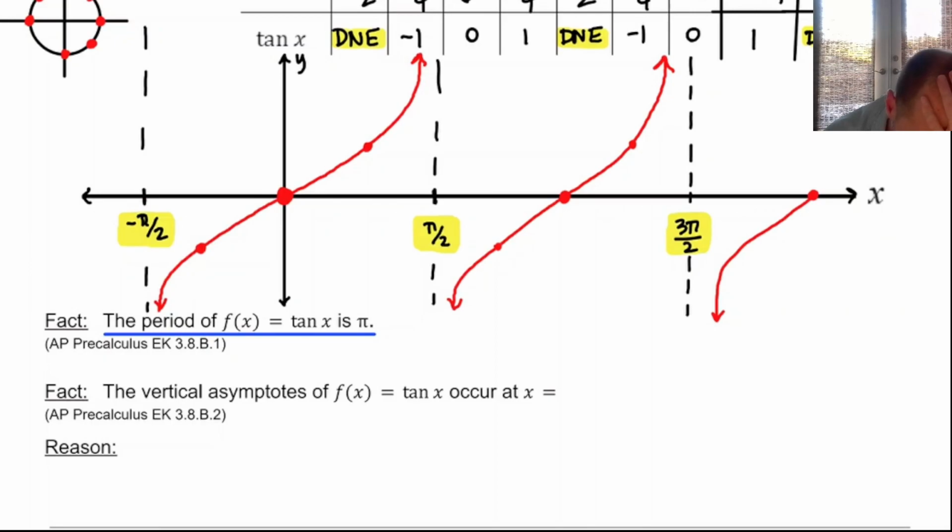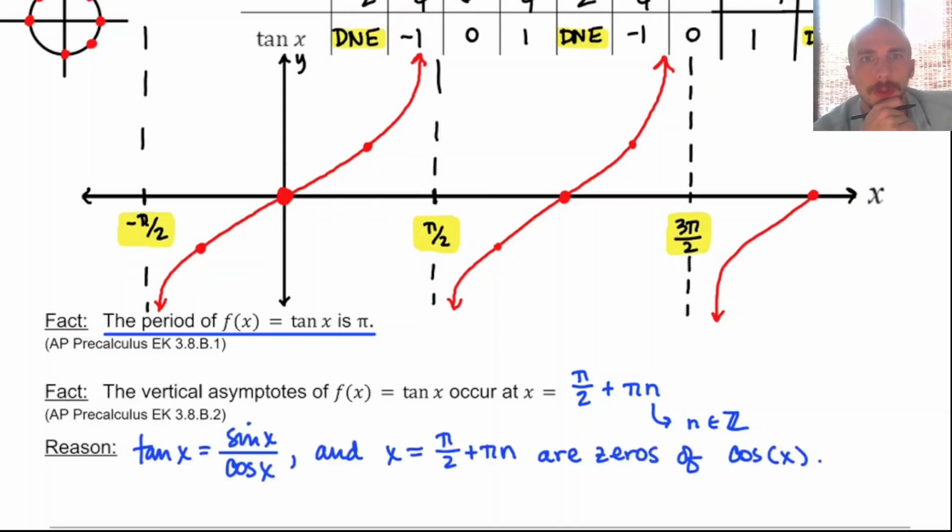Now, the vertical asymptotes of f of x equals tangent x are going to occur at x equals pi over 2 plus pi times n, where n is an integer. That's because one of them is pi over 2, and it repeats every pi. The period is pi. So I'm going to say pi over 2 plus pi times n, where n is an integer. And the reason these are the vertical asymptotes is because these are the zeros of cosine of x.